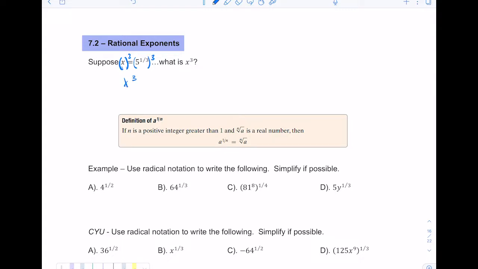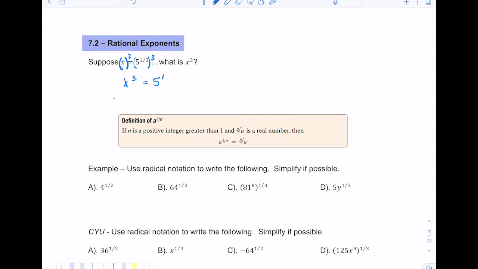So that would tell me that x to the third equals what? So I have a power raised to another power, and the power to power rule with exponents tells me just to multiply them. If I do 1/3 times 3, I get 1. So really, x to the third equals 5.